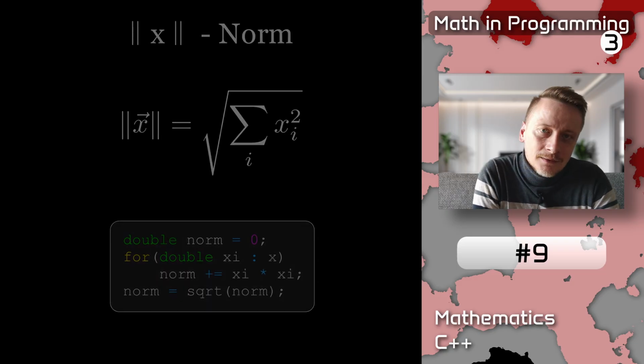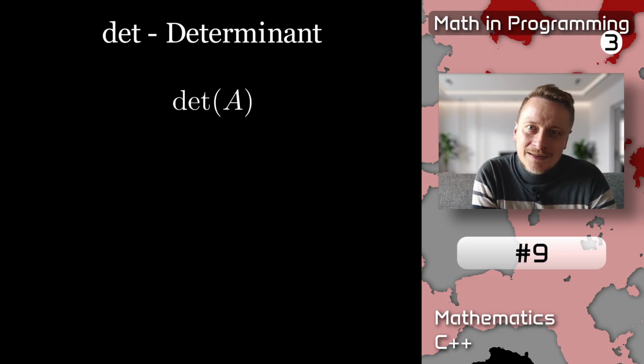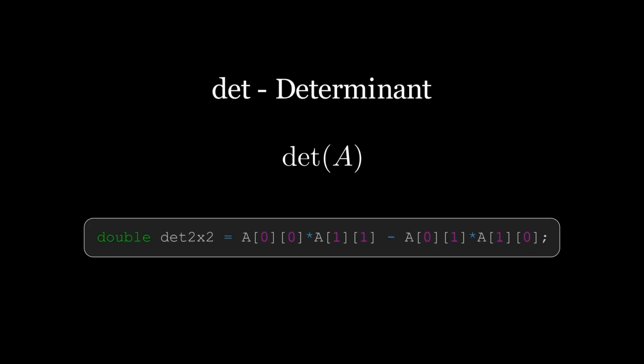Next, and the last one, the determinant of a matrix. This is a special number that reveals key properties like whether the matrix is invertible or not. For the 2 by 2 determinant, the code is a simple formula involving the diagonal entries. For larger matrices, like 3 by 3 or beyond, the computation expands into more steps, often broken down into functions for clarity. Still, the principle remains the same. The determinant condenses the structure of a matrix into a single number that carries a lot of meaning. We can talk about it later.